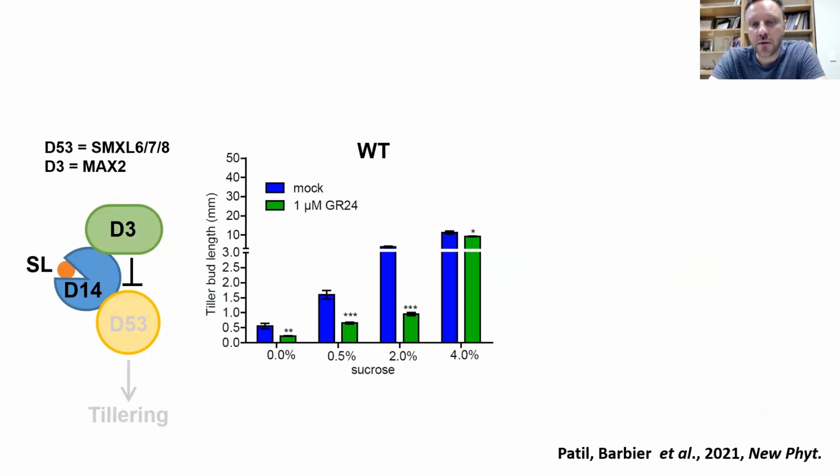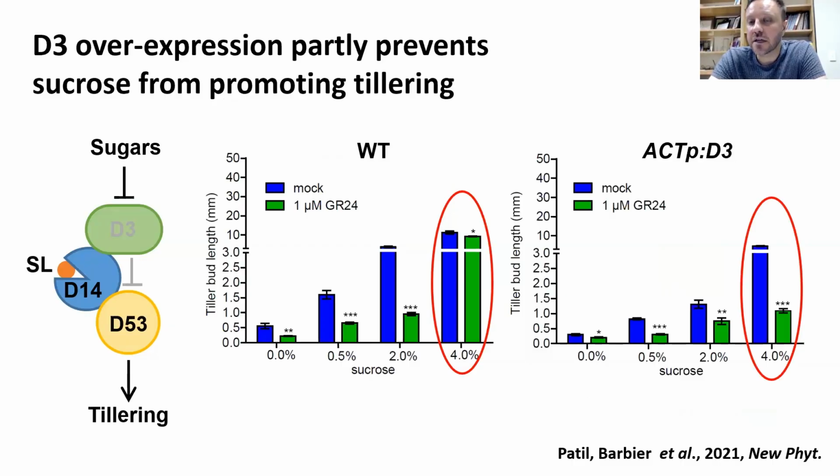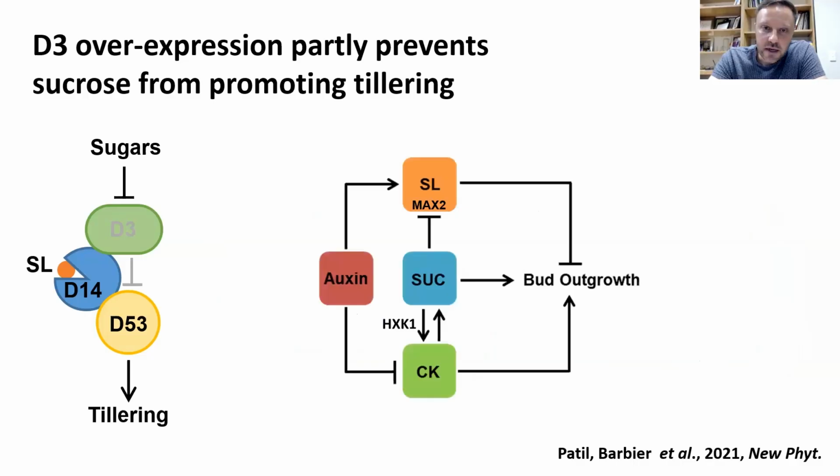So if you remember, in wild type, when we had 4% sucrose, GR24 could not inhibit tillering anymore in rice. But now if we repeat the same experiment by using a line which overexpresses D3, MAX2, this time GR24 retains its inhibitory effect on tillering, and sucrose cannot alleviate this inhibitory effect anymore, suggesting that MAX2/D3 is an important node in the antagonism between sucrose and strigolactones. So now we can place on our model that sucrose inhibits the strigolactone signal, notably through MAX2.